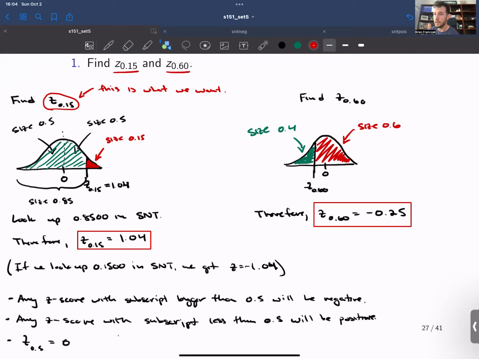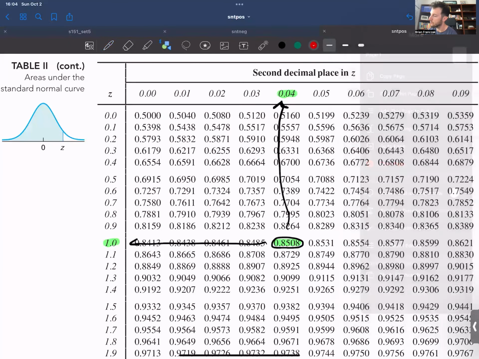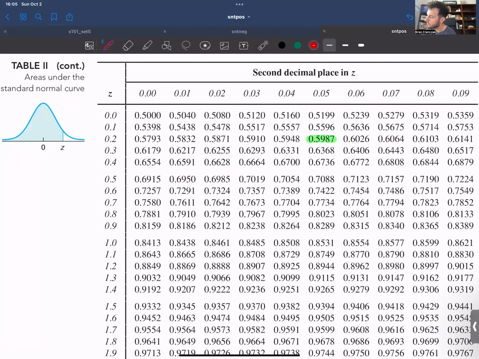And then again, what happens if we looked up 0.6 directly in the table? If we go to the positive side, we look up 0.6. The closest we're going to get is 0.5987. What's going to happen if we go to the axes here? We're going to get 0.25.